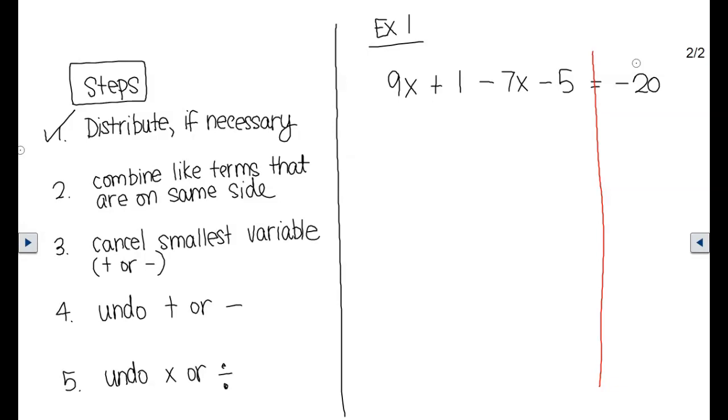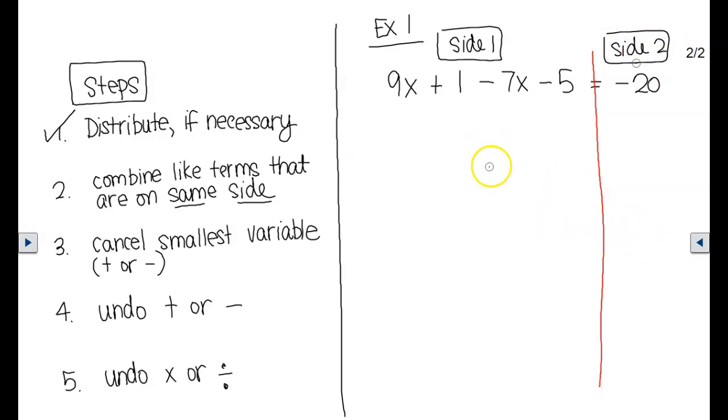All right, step 2. Combine like terms that are on the same side. Now, you all need to remember that like terms are the ones that have the same variable part. It has to be exactly the same. And I want you to notice that this says they have to be on the same side of the problem. You have two sides. This is side 1, and this is side 2.